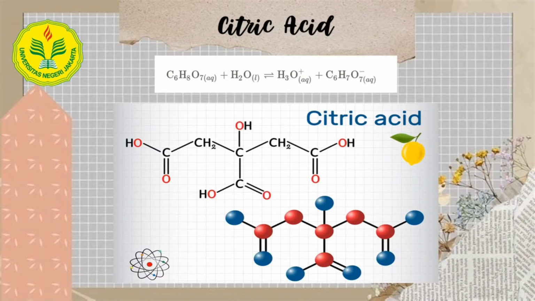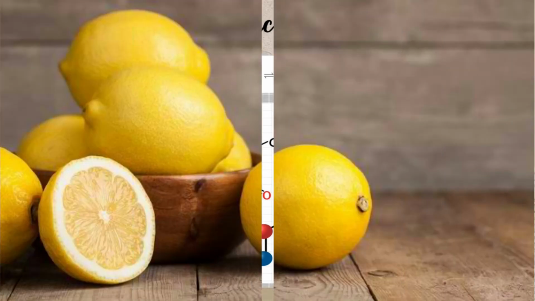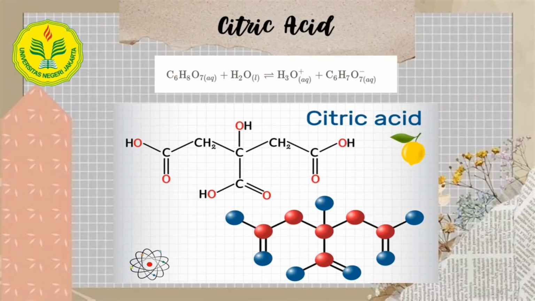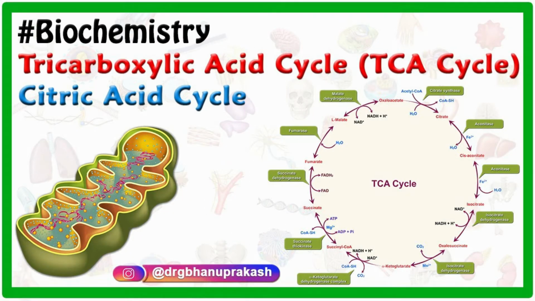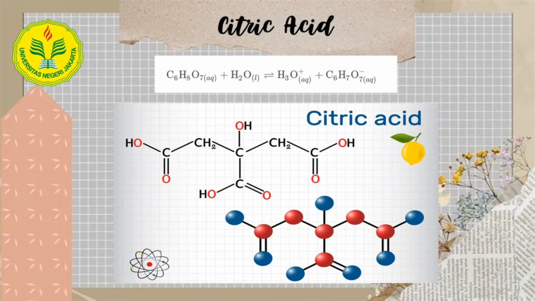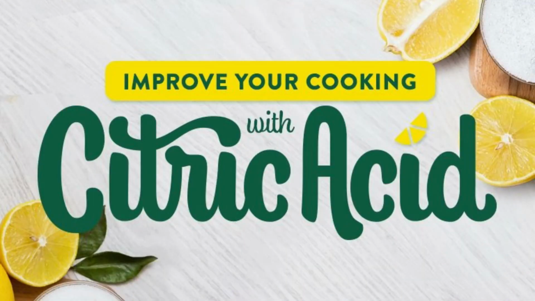Citric acid. Citric acid is an organic compound with the chemical formula C6H8O7. It occurs naturally in citrus fruits. In biochemistry, it is an intermediate in the citric acid cycle, which occurs in the metabolism of all aerobic organisms. More than 2 million tons of citric acid are manufactured every year. It is used widely as an acidifier, as a flavoring, and a chelating agent.